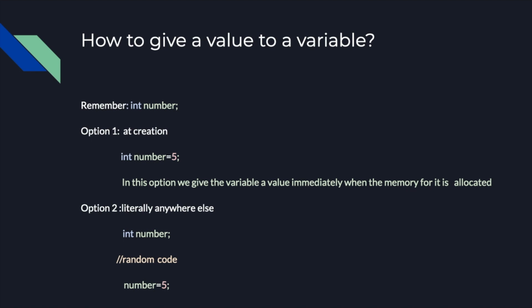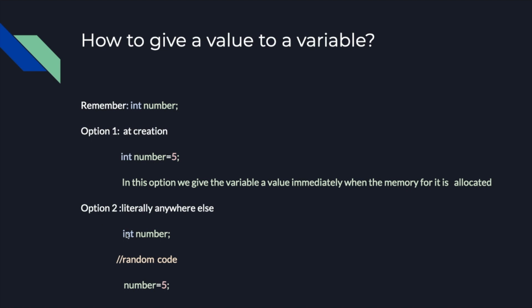And we have option 2, literally anywhere else, given that you declared the variable first, because you can't use something that doesn't exist yet, right? You can't use something that doesn't exist. That doesn't make sense, folks.